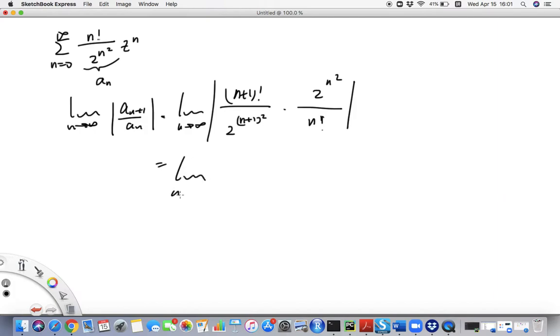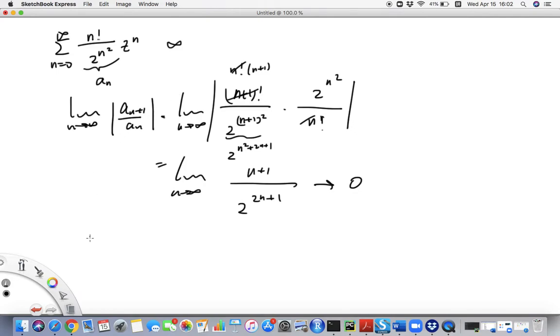All right, so that's the limit as n goes to infinity. (n+1)! is n! times (n+1), so that cancels, and this is essentially 2^(n^2+2n+1). What's left is (n+1) over 2^(2n+1), and obviously that is going to 0, right? So the radius of convergence is infinity. I think everybody got this one correct.